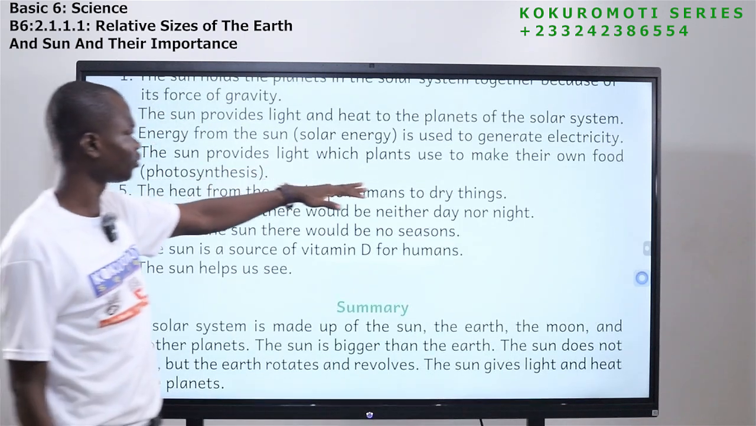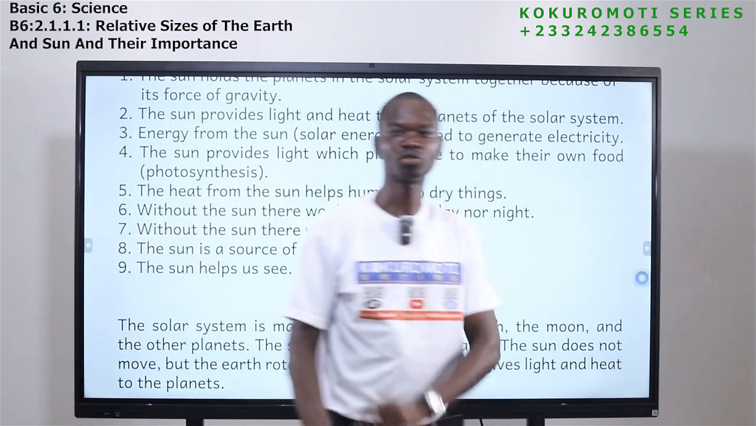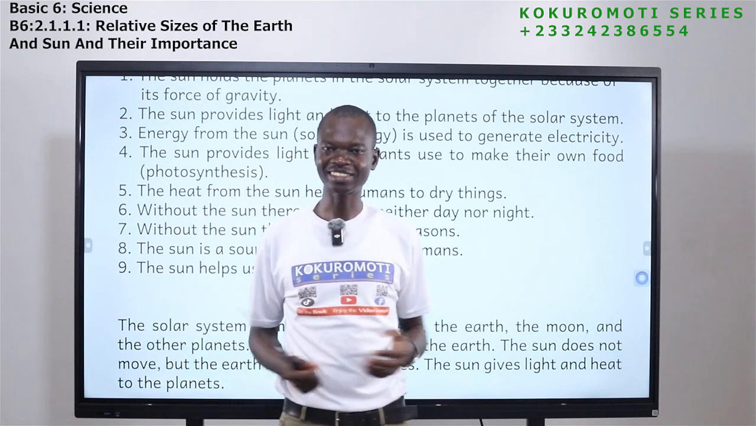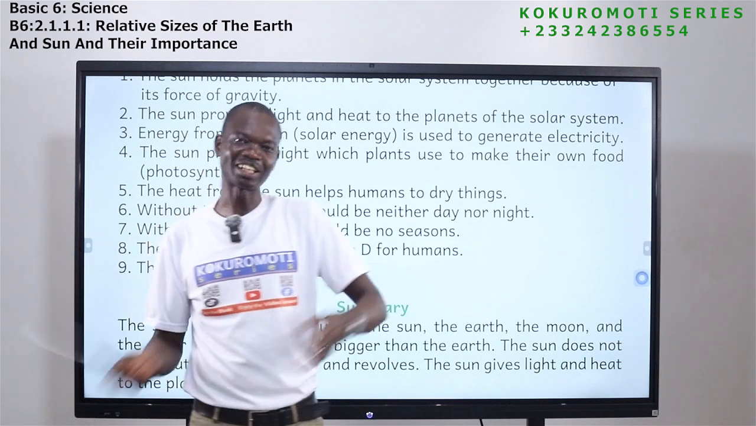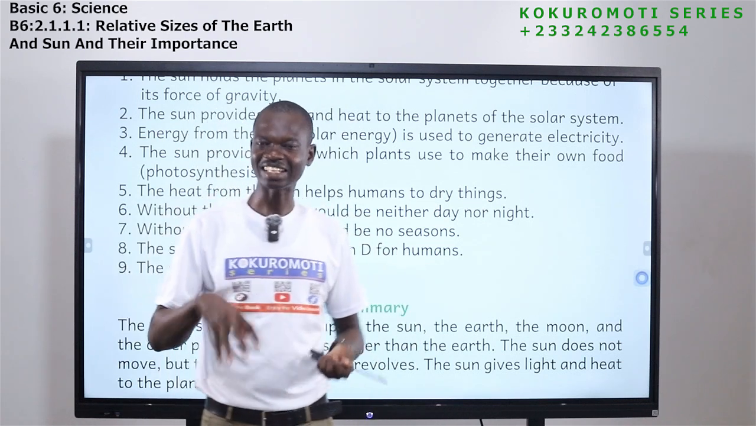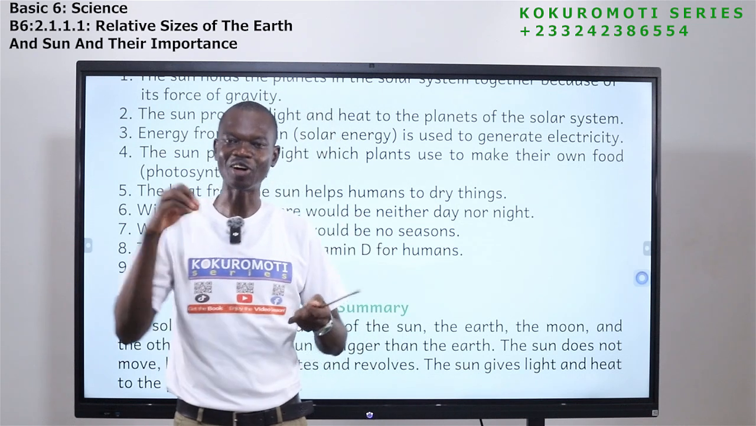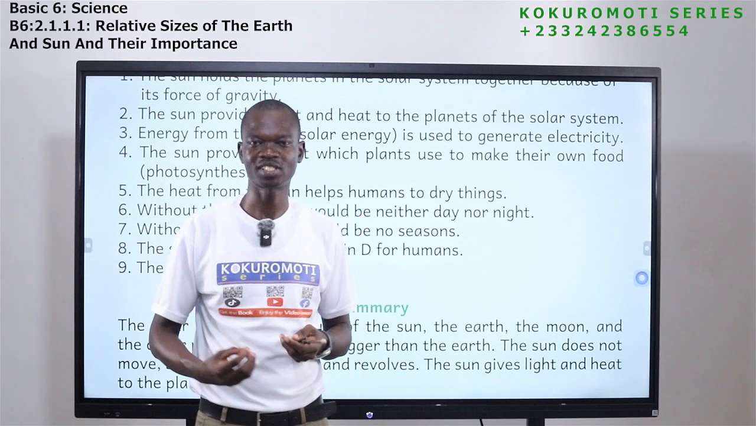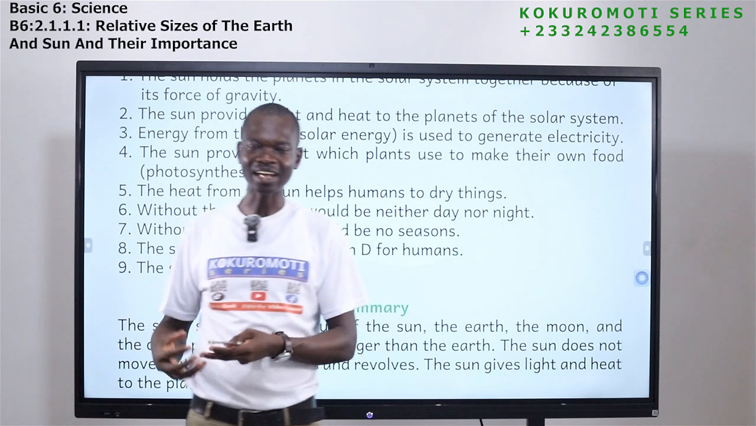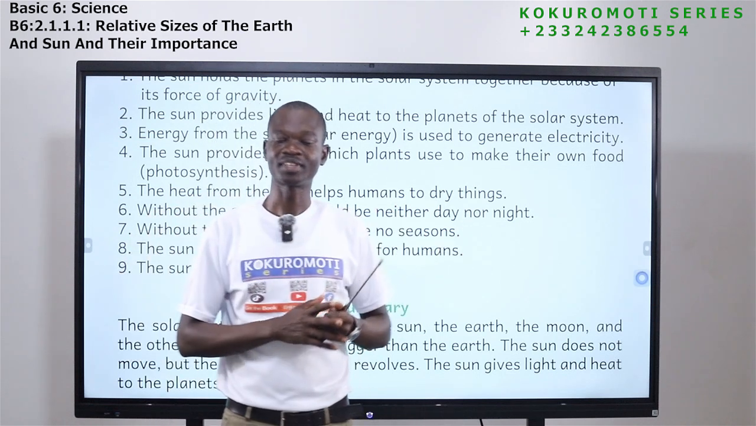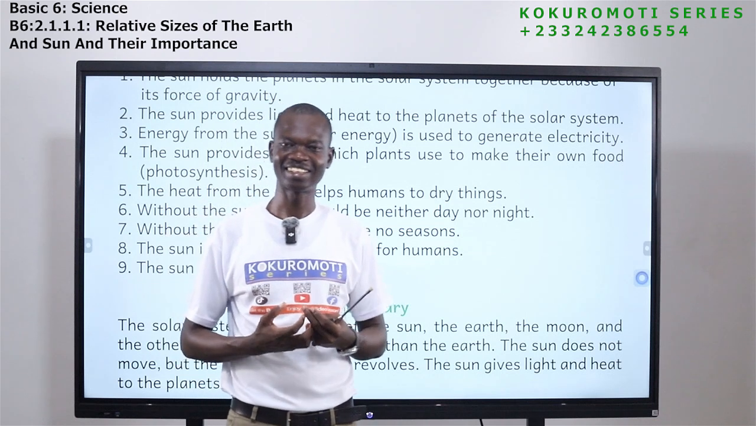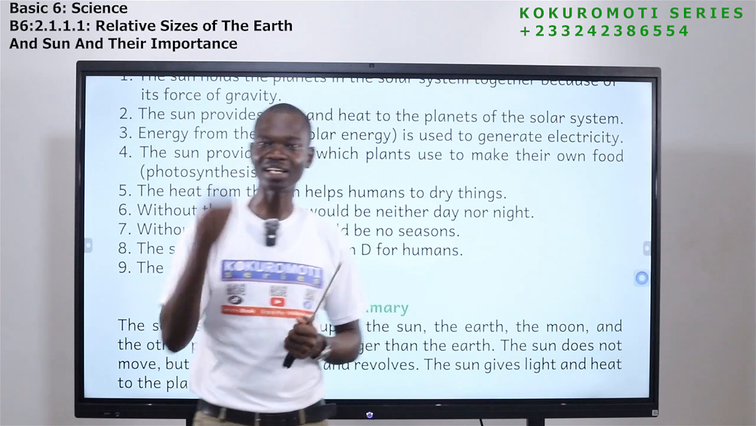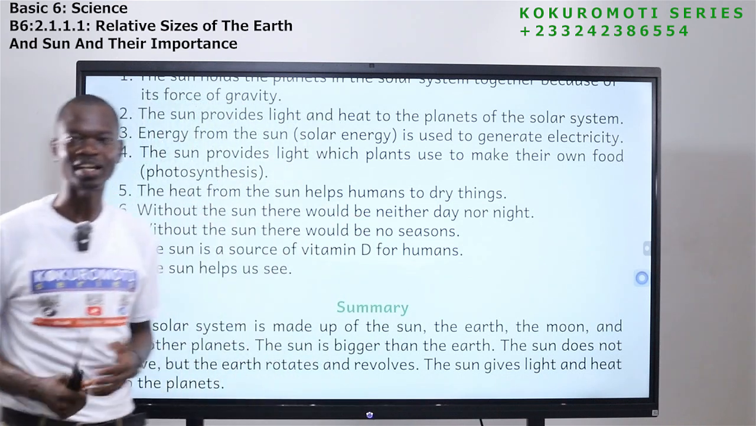Okay. The sun provides light which plants use to make their own food. So plants don't go to the market to buy food items. Plants do not move from one place to another to search for food. They are just at one place, but they always get food to eat. They prepare their own food. They use water, they use air, and the sun. These three main things help plants to make their own food. And without the sun, the plants cannot make their own food.